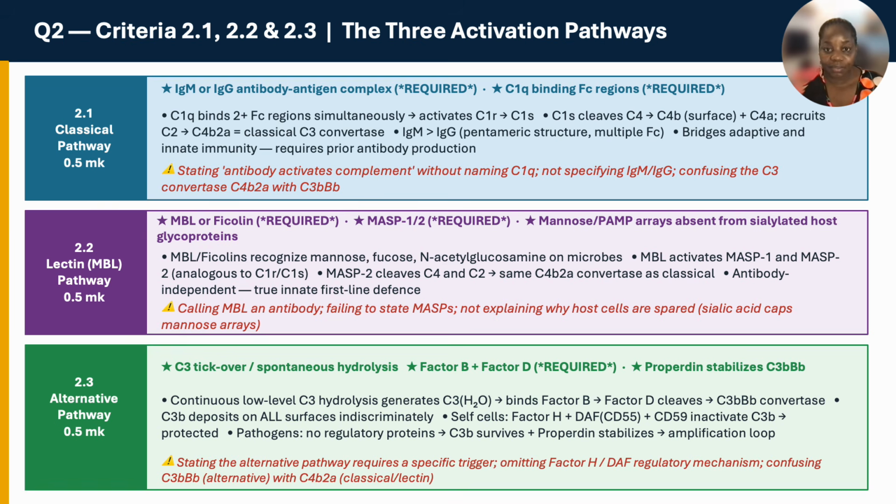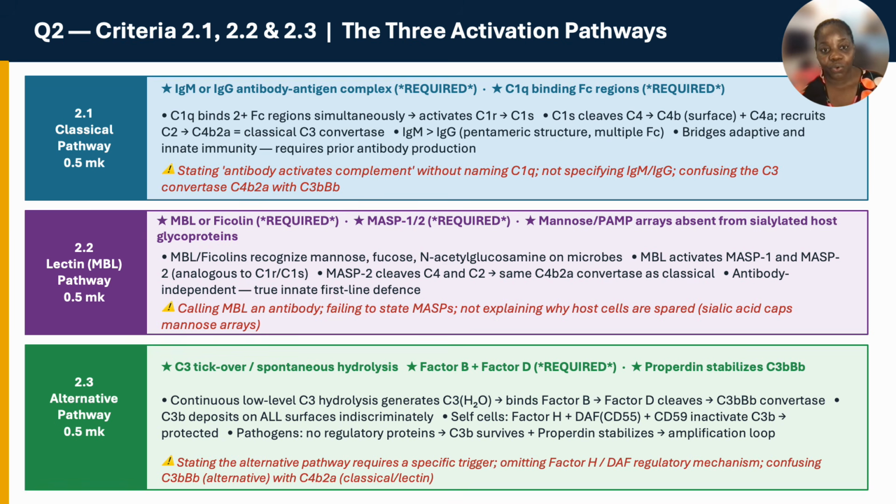So this one is antibody independent, but it's a true first-line innate defense. Bacteria expose mannose arrays because they lack the Golgi processing machinery that all mammalian cells use to add sialic acid at the terminal position of glycan chains. So this is what makes a bacterial surface recognizable as foreign by MBL without requiring any prior adaptive immune response.